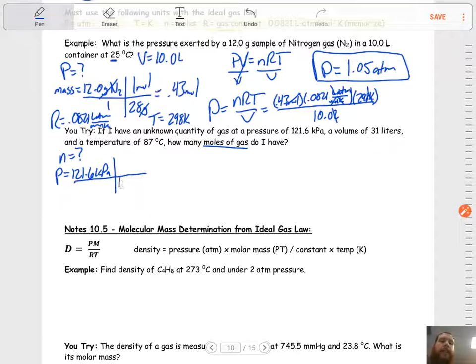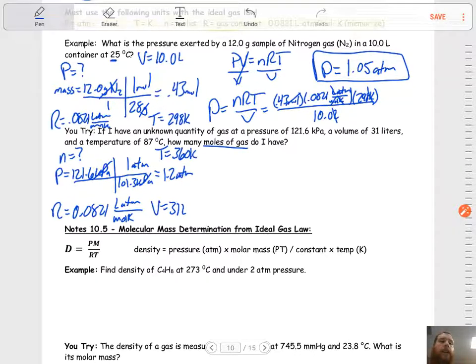So we've got to divide this by 101.3. If you didn't do that, your answer's wrong, because again, it goes back to our R value. R equals 0.0821 liters times atmospheres, divided by moles times Kelvin. Atmospheres have to be our pressure unit. When you convert that, 121.6 kPa equals 1.2 atm. The R value's there. I've got a volume of 31 liters, and my temperature is 87 degrees Celsius. Add 273 to that, and we end up with 360 Kelvin.